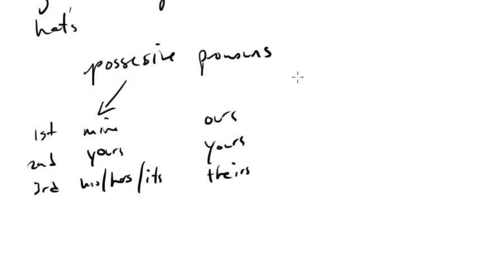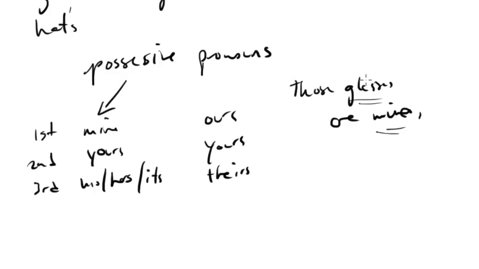So, an example: those glasses are mine. Or, those glasses are not mine, they are his, right? That possessive pronoun is standing in for the glasses. So, for instance, you could also say, those glasses are my glasses, or those glasses are not my glasses, those are his glasses, right? This pronoun is standing in for this object, and it's also showing my possession of it. Now, that's a possessive pronoun.